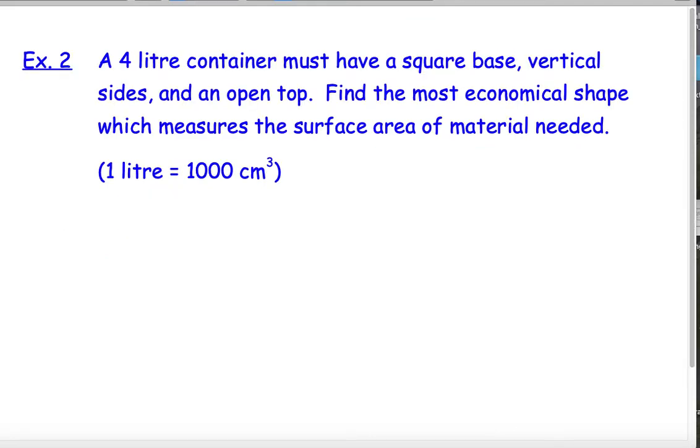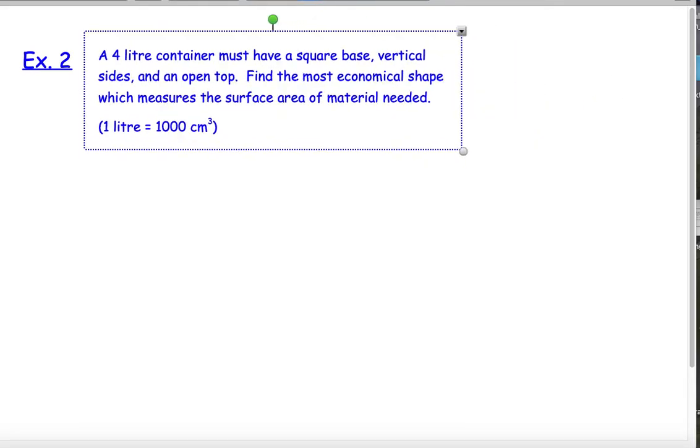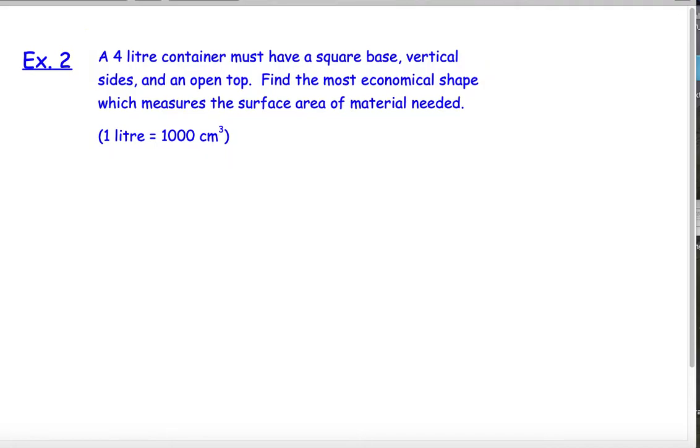A 4-liter container must have a square base, vertical sides, and an open top. So basically it looks like a box. Find the most economical shape which measures the surface area of material needed. So what do they mean by most economical shape? That's the first thing we need to figure out. Well, I guess in terms of spending money, you want to have the least surface area that would cost the least. So we want to minimize the surface area.